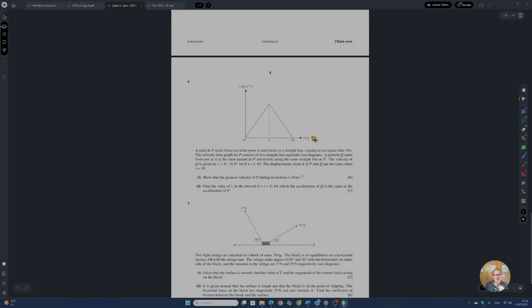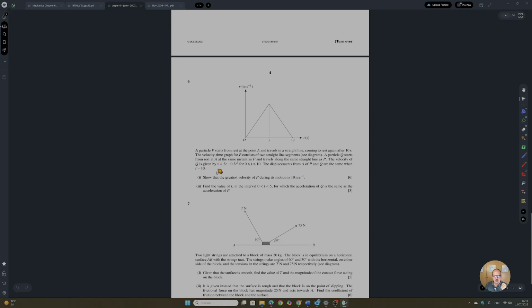This is from a June 2007 paper 4. It's question 6. A particle P starts from rest at the point A and travels in a straight line, coming to rest again after 10 seconds. The velocity time graph for P consists of two straight line segments, like you can see in this diagram. Then you have a particle Q that starts from rest at A as well, at the same time as P, and travels along the same straight line as P.